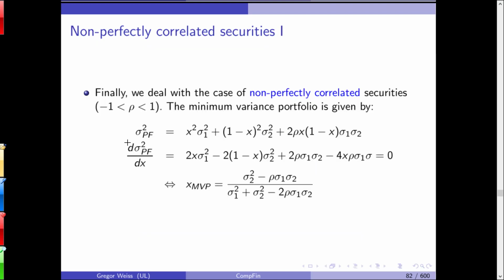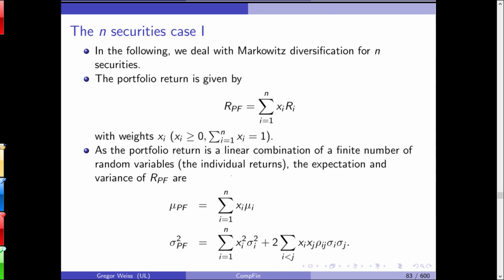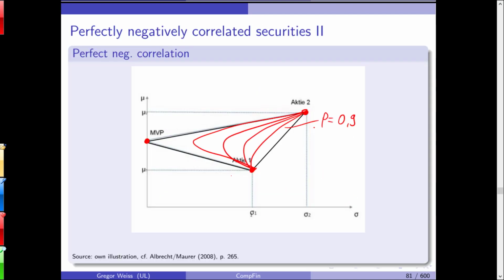Now, we've seen this already on the plot. Now we can calculate the general formula for any non-perfectly correlated security. Again, you will get the MVP here, the minimum variance portfolio, and you will have the portfolio return, and then obviously you will have a plot that looks like this, somewhere in between the two extreme cases.